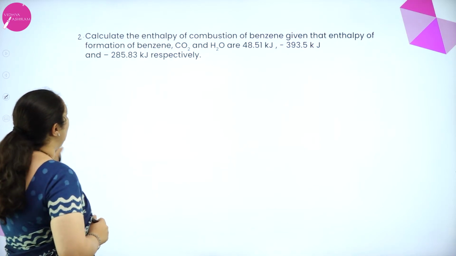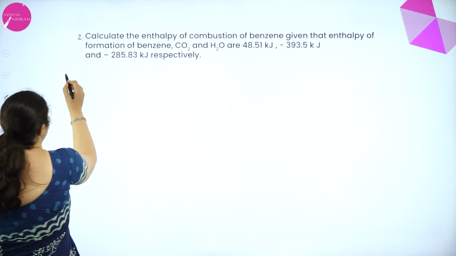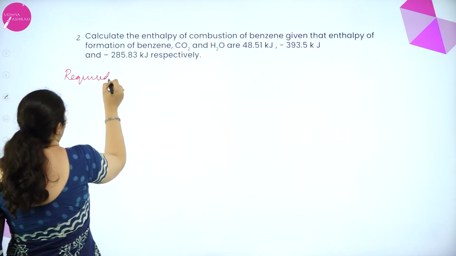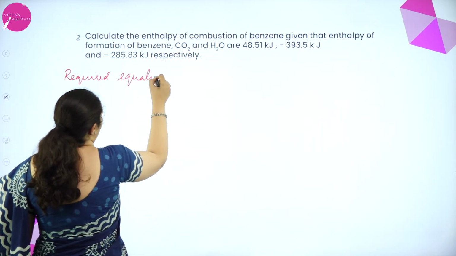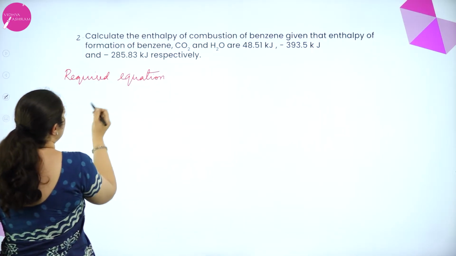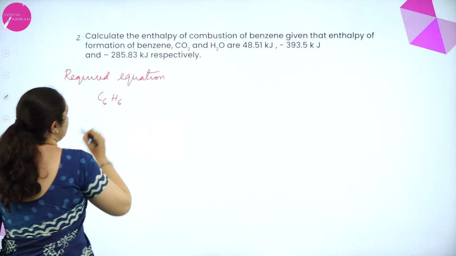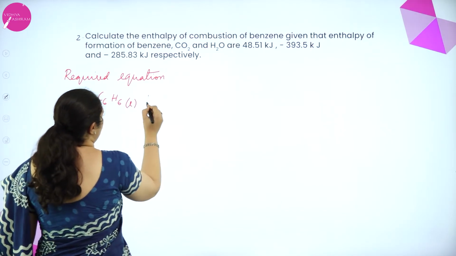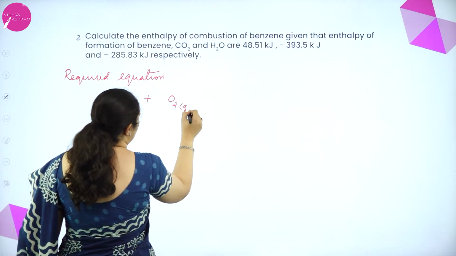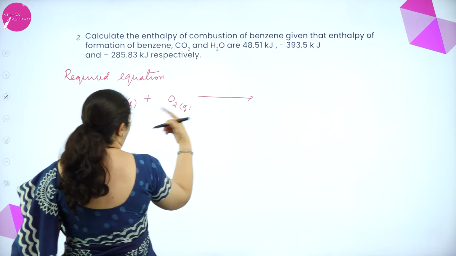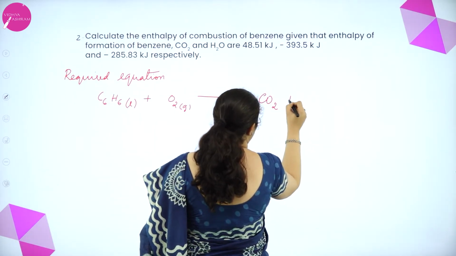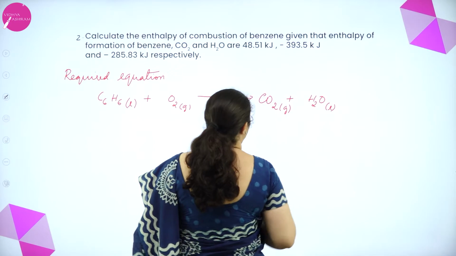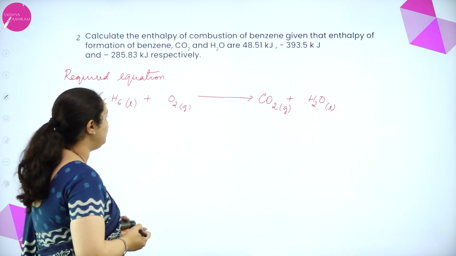Okay, so what are we supposed to calculate? I'll write the required equation. Combustion of benzene. C6H6 is benzene and benzene is a liquid, plus O2 which is a gas. Combustion means everything is going to get converted to carbon dioxide and water. Okay, water is a liquid, carbon dioxide is a gas. Now balancing I need to do.